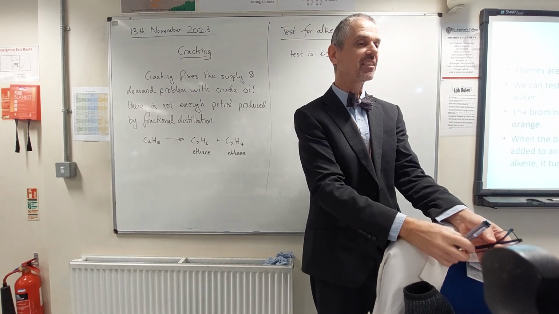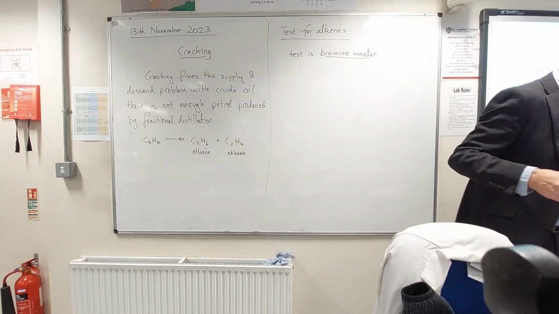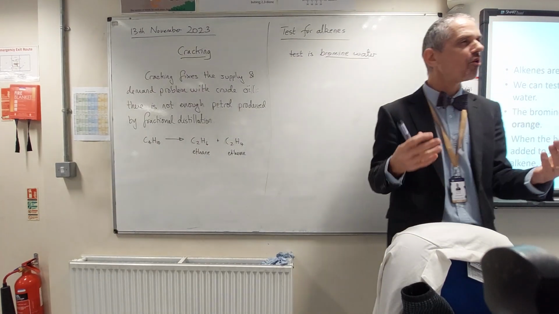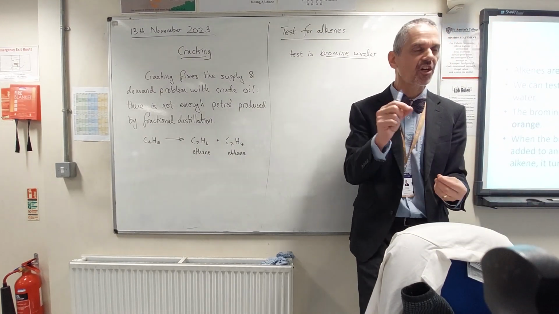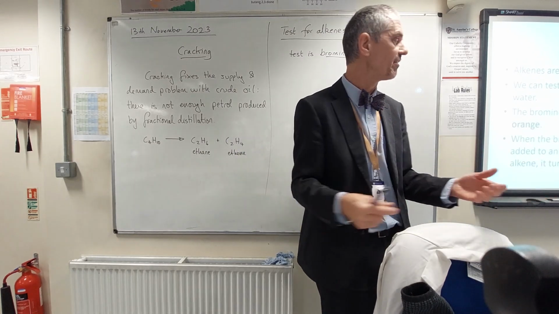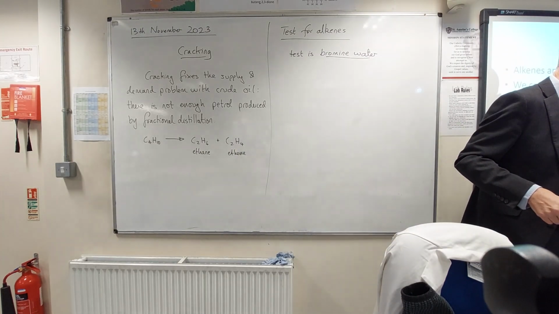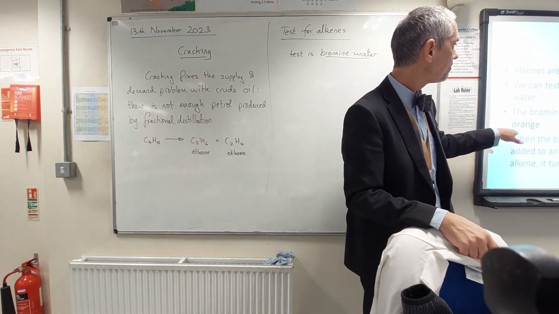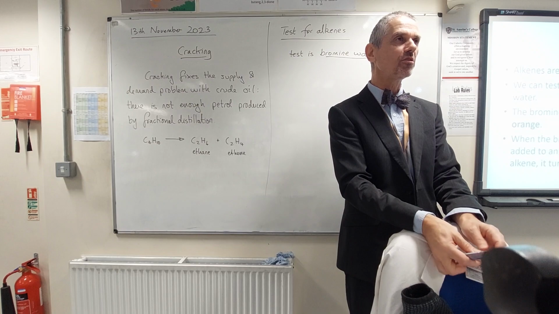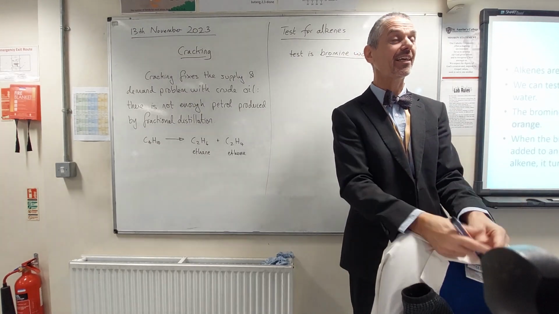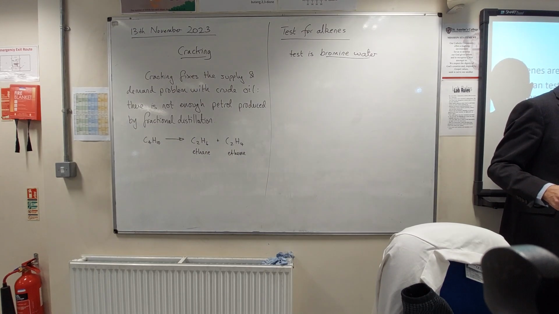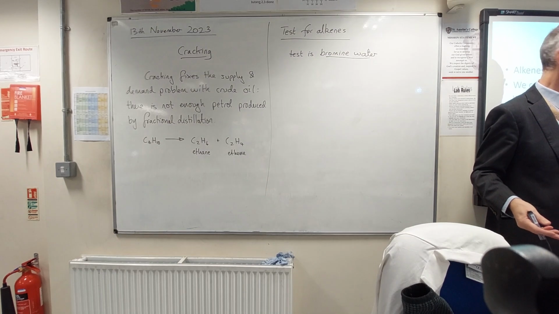The test for alkenes is bromine water. Now, bromine water is a bright orange colour. I don't know why it's called bromine water. It's really bromine solution. It's a tiny amount of bromine dissolved in water. That's all it is. And bromine is orange or dark red. So bromine solution is orange. When I add the bromine water to an alkene, an unsaturated compound, it goes colourless. Not clear, colourless. If I add it to an alkane, nothing happens.